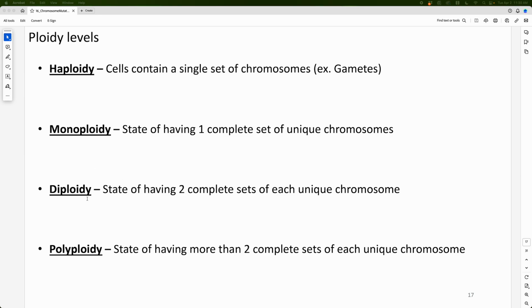If diploidy is having 2 complete sets of each unique chromosome, polyploid is a state of having more than 2 complete sets of unique chromosomes. So instead of having one copy from the paternal parent and 1 copy of all the chromosomes from the maternal parent, maybe you have 2 copies from one or the other parent. Or maybe your parents have multiple copies of the complete set of unique chromosomes.